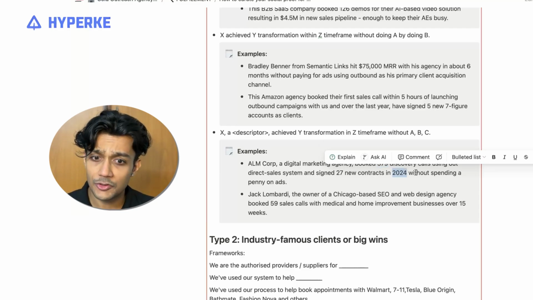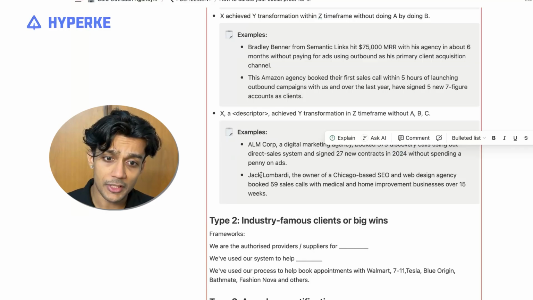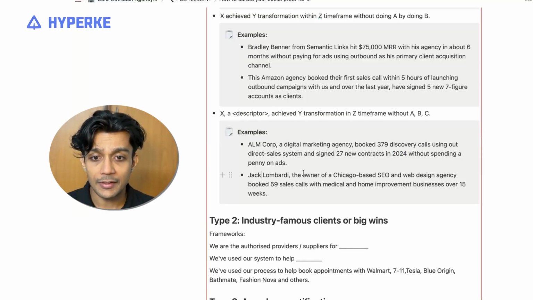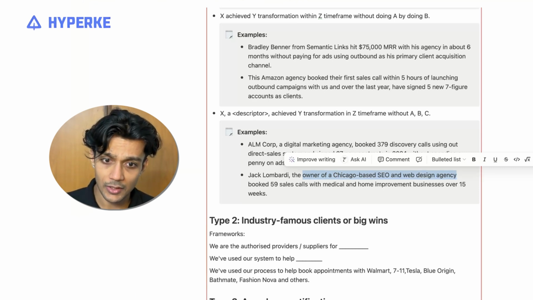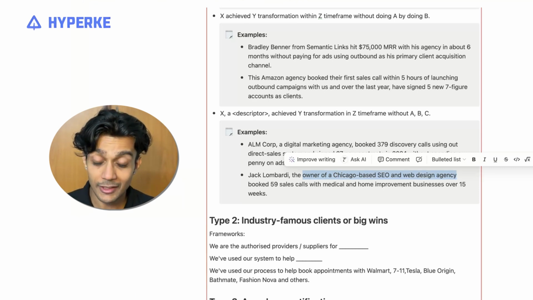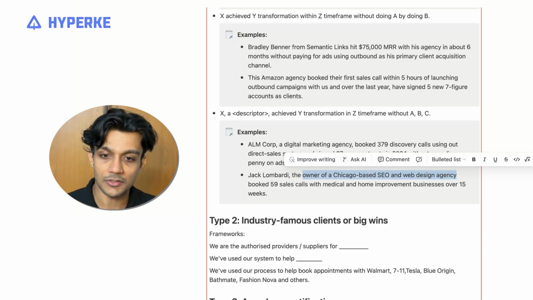Another example, Jack Lombardi, owner of Chicago-based SEO and web design agency. And the reason this descriptor is important is because whenever someone reads this case study, if they also own an SEO and web design agency, they will relate more to this. They will know that you have worked with businesses just like theirs. 59 sales calls, medical and home improvement businesses, 15 weeks. Right? So hopefully this is helpful.